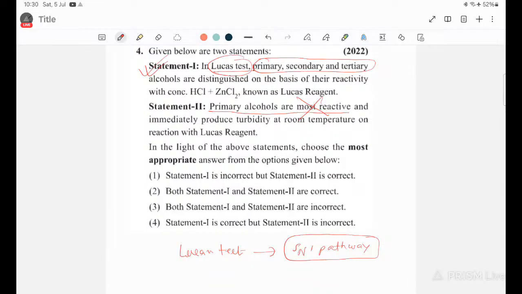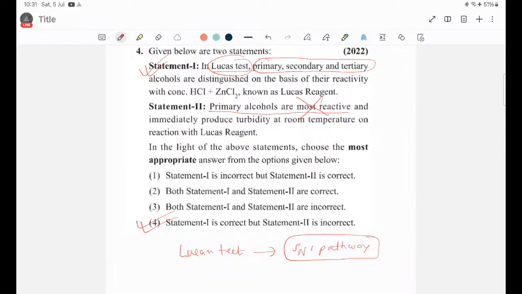So that's why statement 1 is correct, but statement 2 is incorrect, and option 4 will be the correct one. The student who has already answered in the chat section was actually correct because she gave option 4. So that's why she was correct.